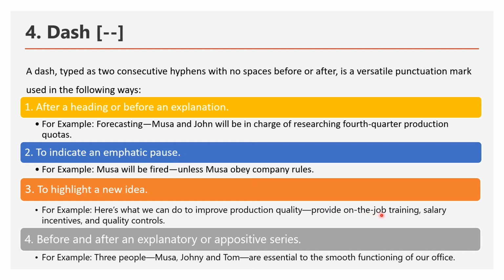Number 4. Before and after an explanatory or appositive series. For example, three people, Musa, Johnny and Tom, are essential to the smooth functioning of our office. Before and after the three people, Musa, Johnny and Tom, I am using the dash here.